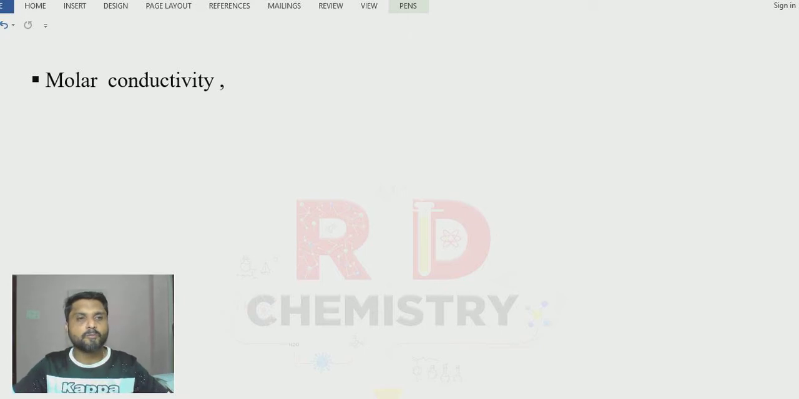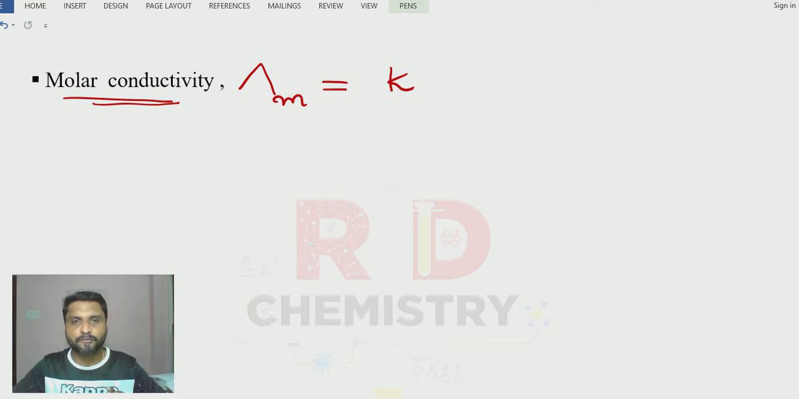Now what is molar conductivity? Molar conductivity is for the entire solution containing 1 mole of the electrolyte, and that is represented by the symbol lambda m. M stands for molar and lambda is the conductivity, molar conductivity. So this is the formula to calculate. It is nothing but the conductivity when the concentration of the solution is, say for example, 1 mole dissolved in 1 liter of the solution. So it is K divided by C.